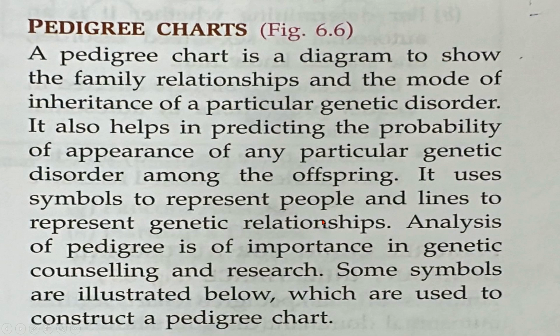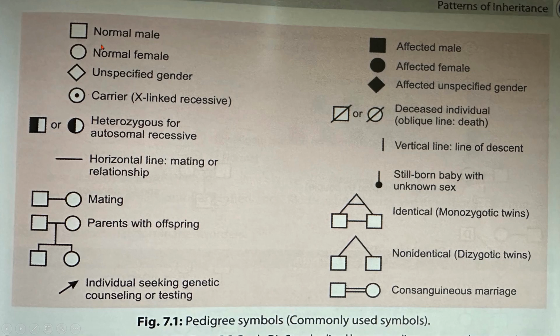So, pedigree chart. A pedigree chart is a diagram to show the family relationships and the mode of inheritance of a particular genetic disorder. It also helps in predicting the probability of appearance of any particular genetic disorder among the offspring. So it uses certain symbols. Let us see it. You can see the normal square. So this is a plain square, normal male; circle, normal female; and this is unspecified gender.